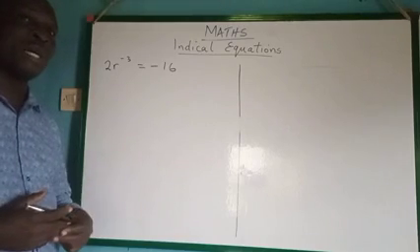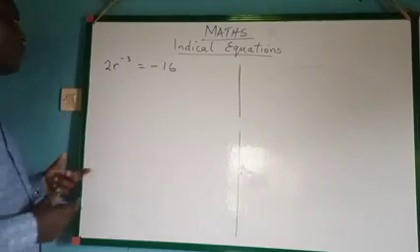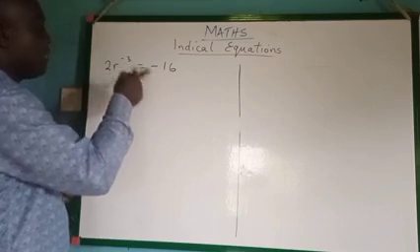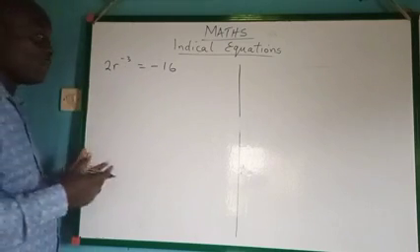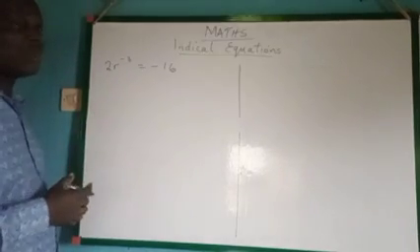We have an expression on the board. It's an equation, actually, an indical equation. And we have 2r raised to power minus 3. 2r raised to power minus 3 is equal to minus 16. It's very similar to the last questions we solved.